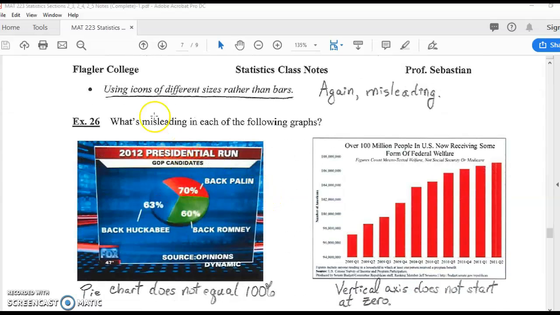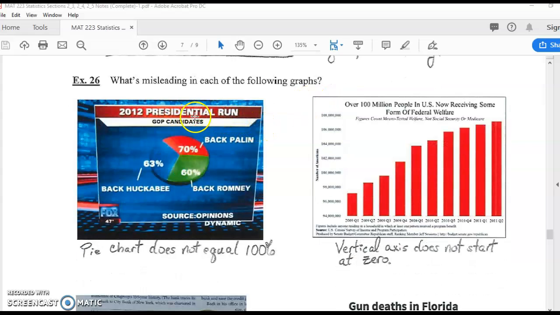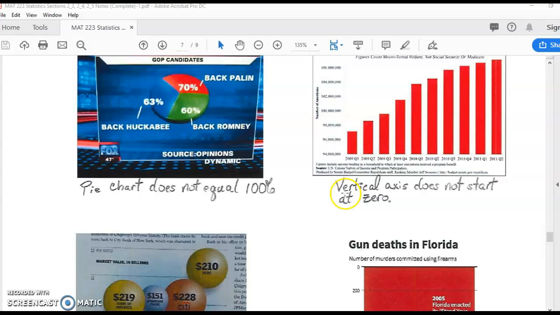The next thing is to use icons of different sizes rather than bars. We have to be very careful. Again, this is misleading. So what's wrong with these graphs? Well, let's look at this one. Here's a pie chart that doesn't equal 100%. That's ridiculous. You can't do that. We have 100% of a piece of the pie. That's it. Here's, again, vertical axis not starting at 0. Makes it seem like a dramatic increase, when perhaps it's not really as dramatic an increase as it looks.